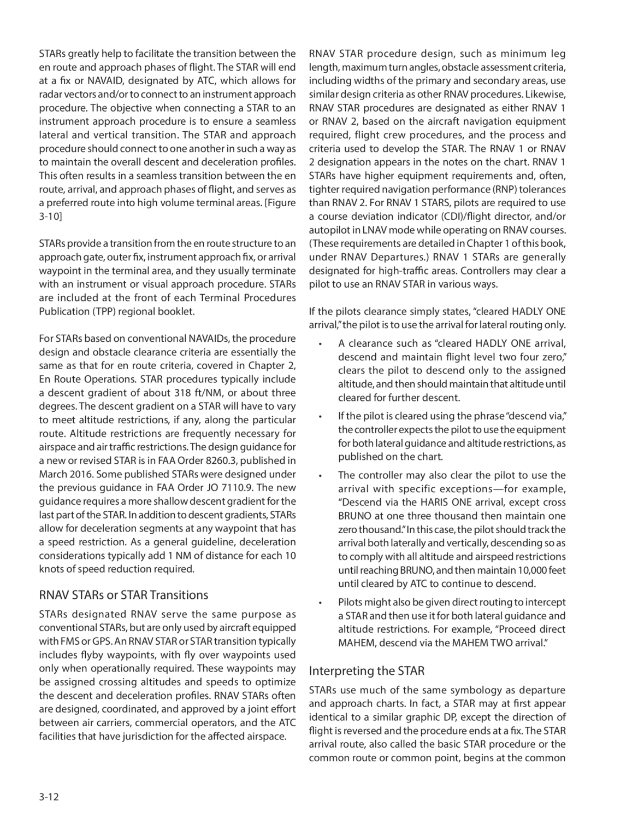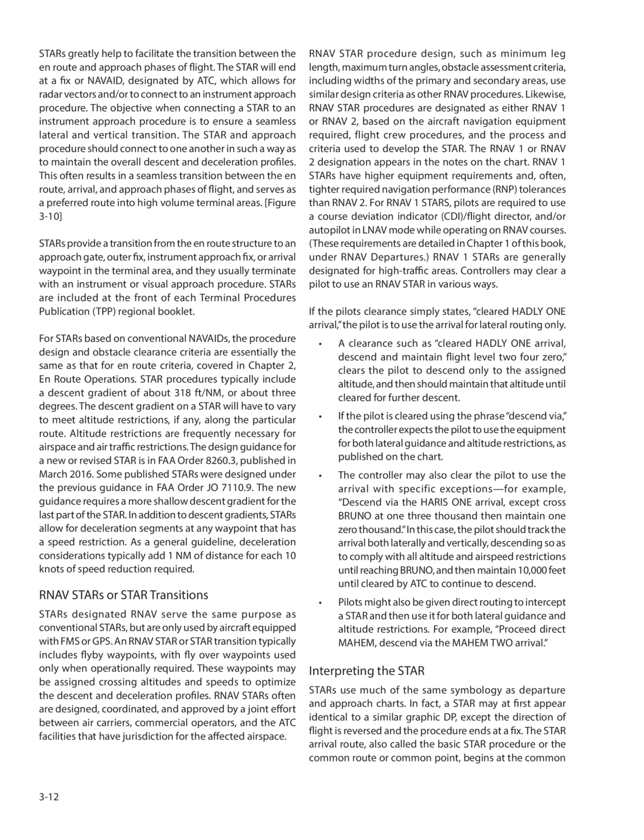If the pilot's clearance simply states, "Cleared Hadley 1 arrival," the pilot is to use the arrival for lateral routing only. A clearance such as "Cleared Hadley 1 arrival, descend and maintain flight level 240," clears the pilot to descend only to the assigned altitude, and then should maintain that altitude until cleared for further descent. If the pilot is cleared using the phrase "descend via," the controller expects the pilot to use the equipment for both lateral guidance and altitude restrictions, as published on the chart.